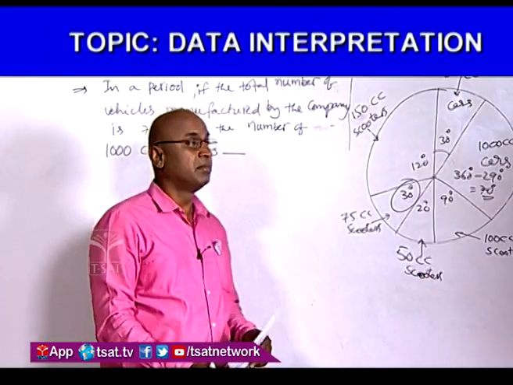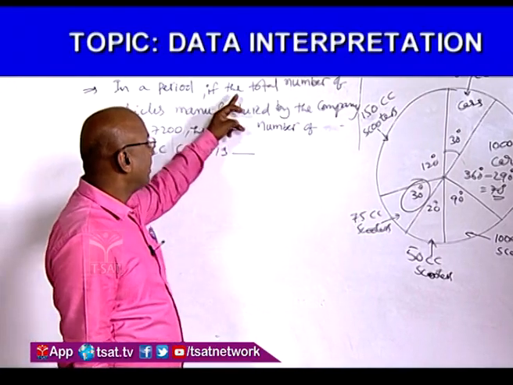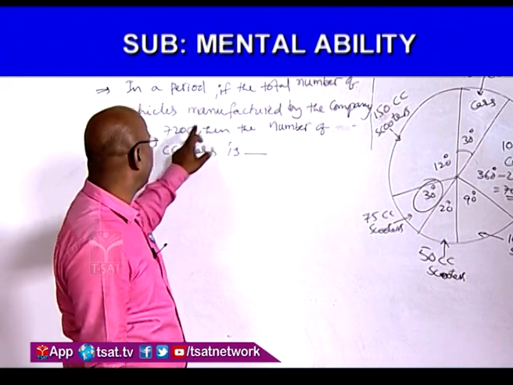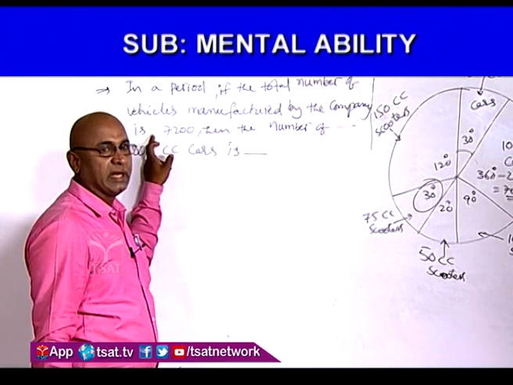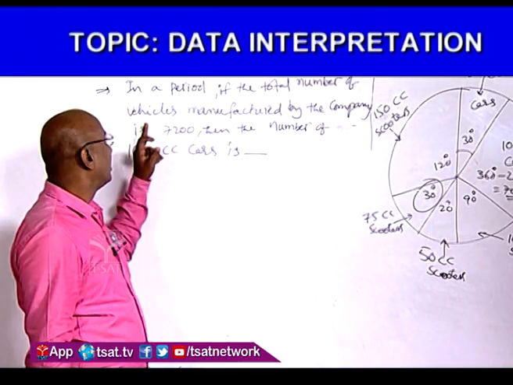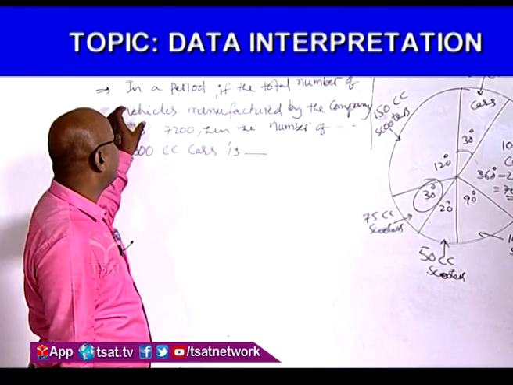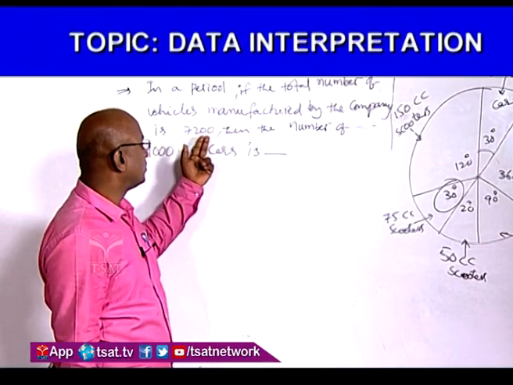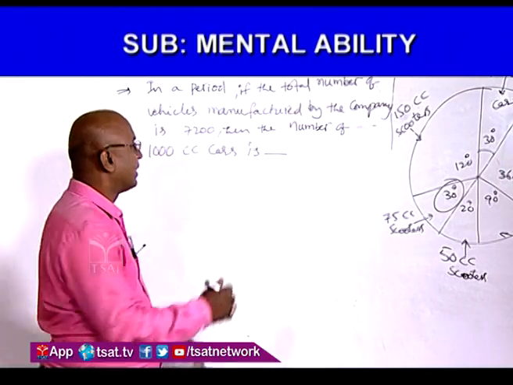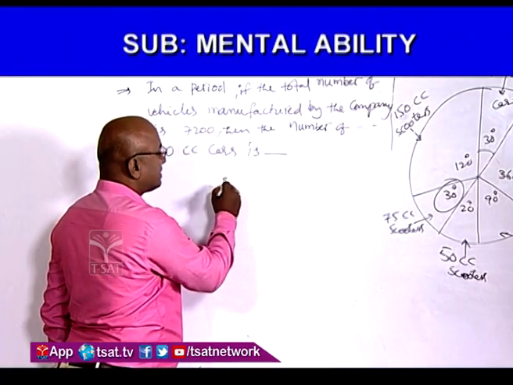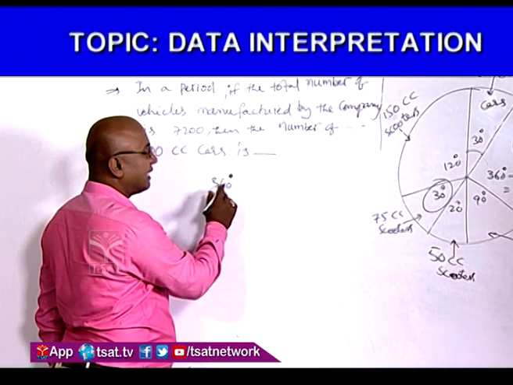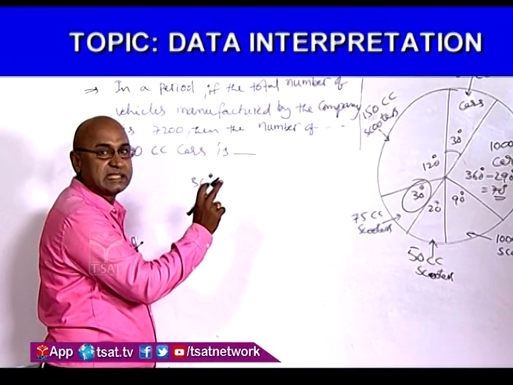Next problem. In a period, if the total number of vehicles manufactured by the company is 7,200, then the number of 1000cc cars is... In a period, the total number of vehicles produced is 7200. Then what is the number of 1000cc cars? Total number means that is 360 degrees, total manufacturing. Okay? It always reveals that the value corresponds to 360 degrees.